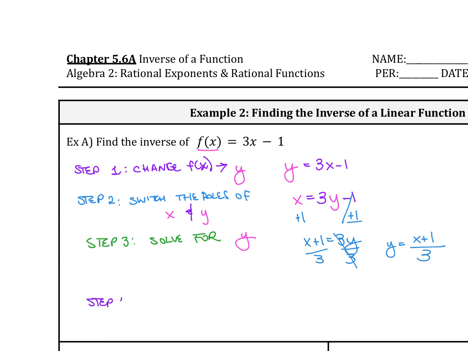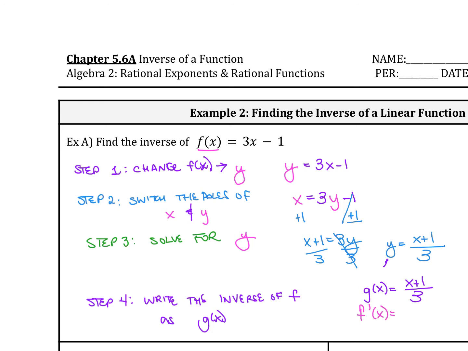Our last step is to write the inverse of f as g of x. So we're just going to change this y to g of x equals x plus 1 over 3. And that's just how our textbook talks about it, g of x. You may also see this as f prime of x. That's another way to notate it, and sometimes it's also written as y prime as well. Again, in our book, we will just write it as g of x.